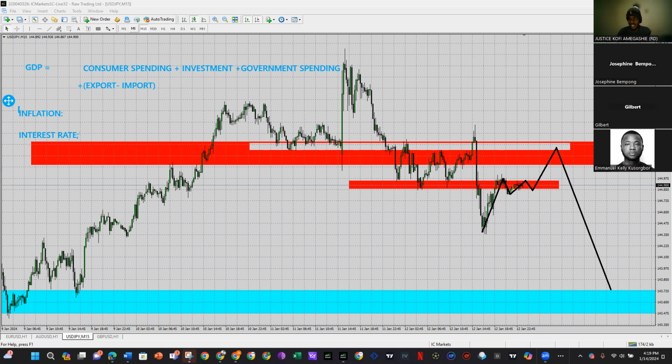And then another thing that is very important that you should look out for is unemployment rates. When the unemployment rate of the country is high, it is bad for the currency. When the unemployment rate is low, it is good for the economy. So you are looking at interest rates, you are looking at inflation, you are looking at unemployment, you are looking at CPI, you are looking at GDP.